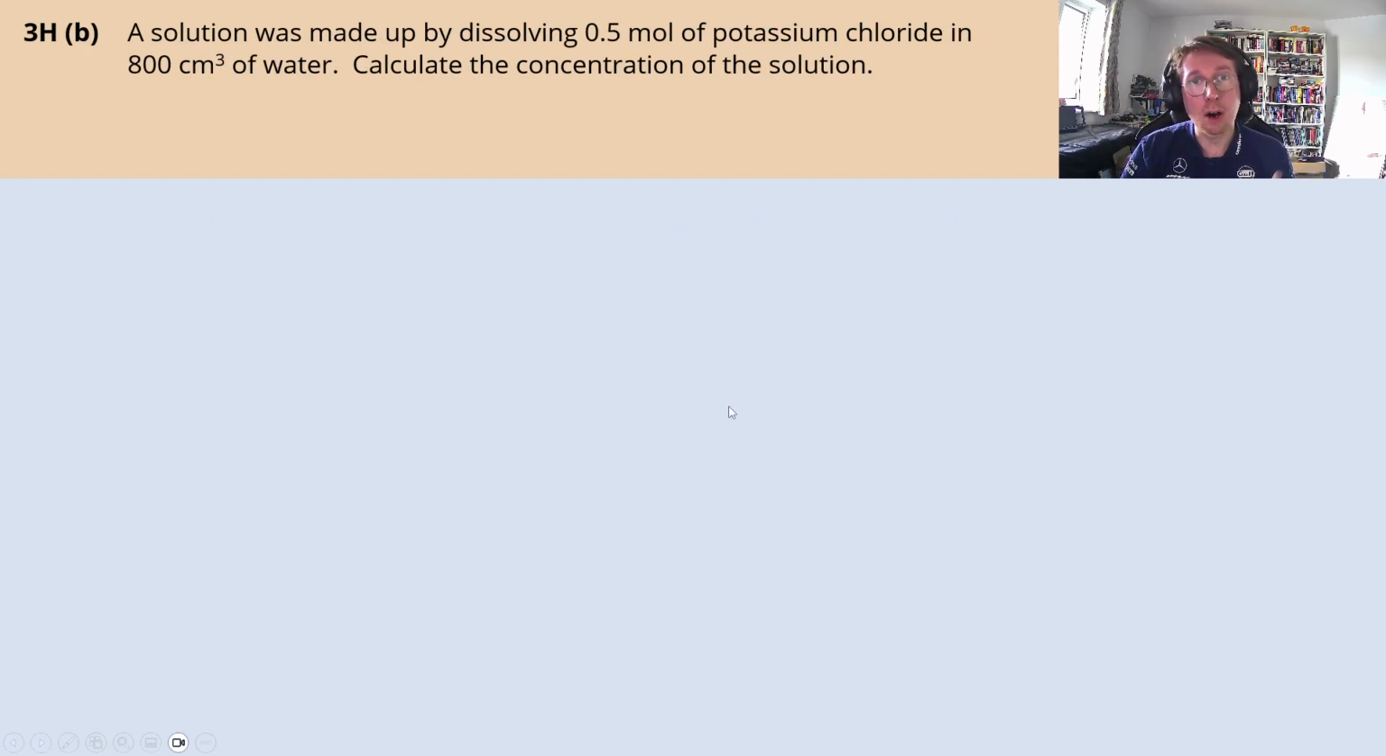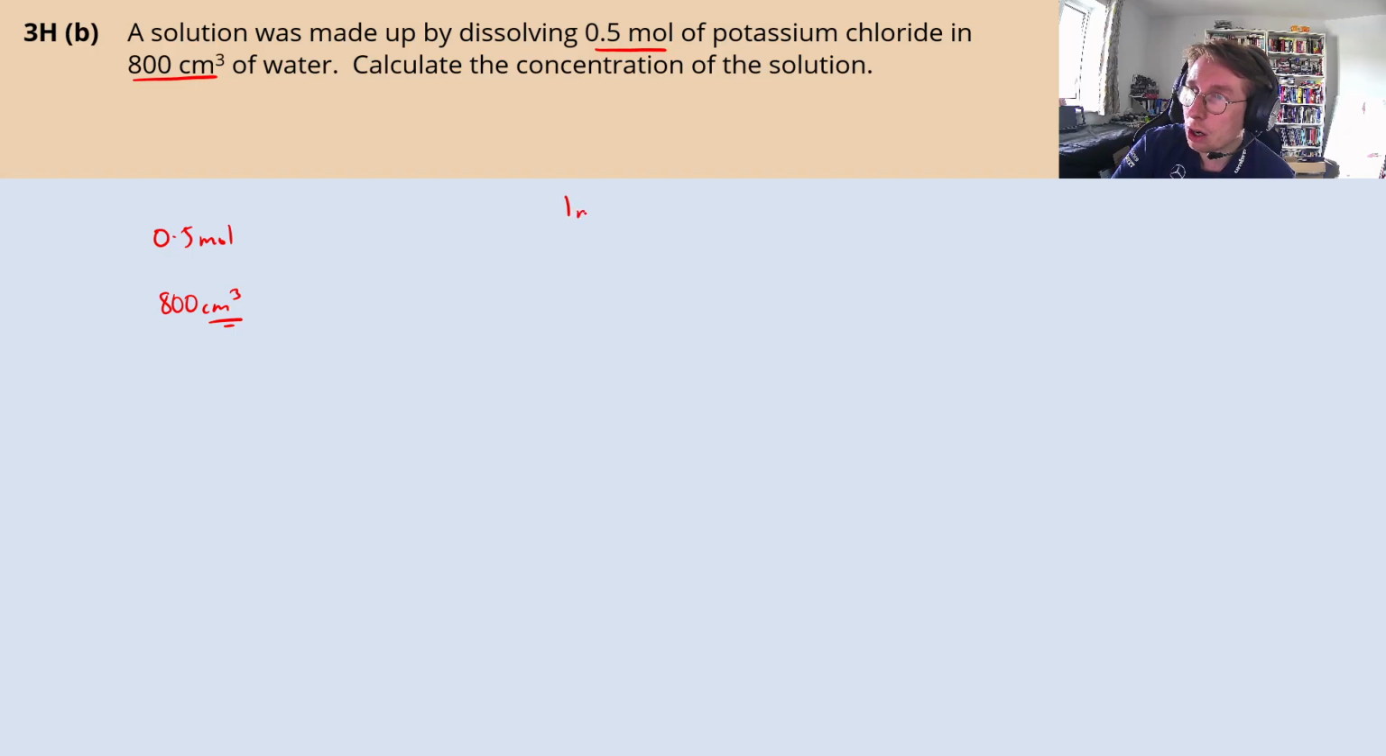Looking at the second part, part B, this time we're told that the number of moles is 0.5 moles, but we are told that this time we've got 800 centimeters cubed of water. Now the problem here is that centimeters cubed is not decimeters cubed, so we need to do a unit conversion in order to calculate our concentration.